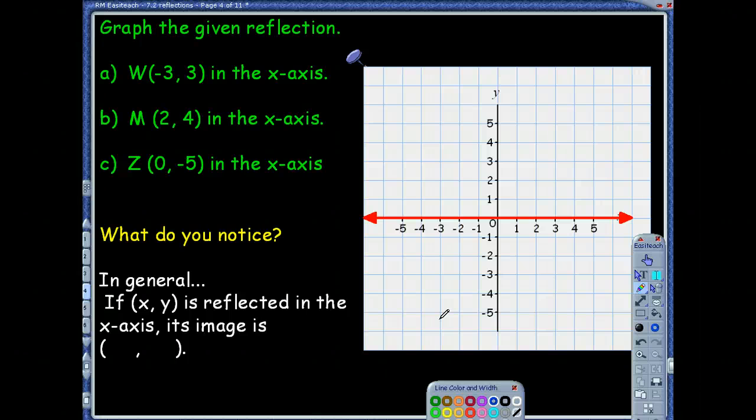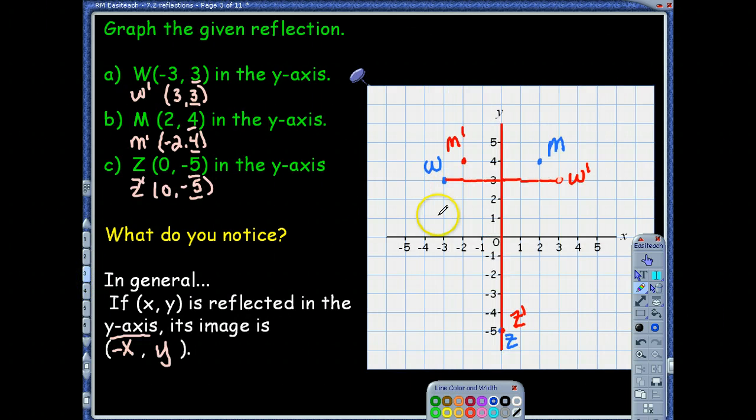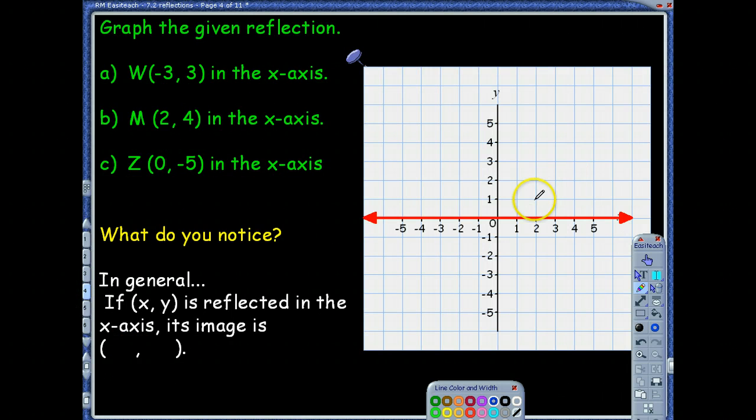Does it matter? No, because how we're labeling it is how we can tell. If I go back real quick, how do I know by looking at this graph which ones are the pre-image versus the image? Because the pre-image will always just be the letters, where the image is always the letter prime. Perfect. Just wanted to remind you of that. Okay, so let's start.